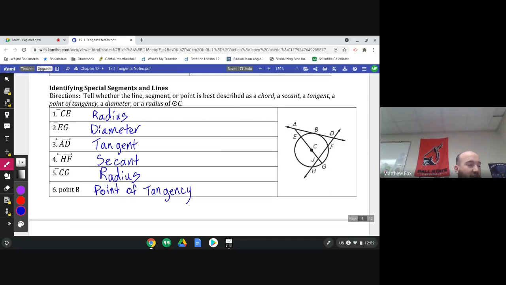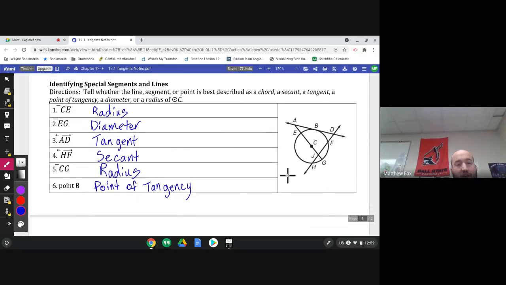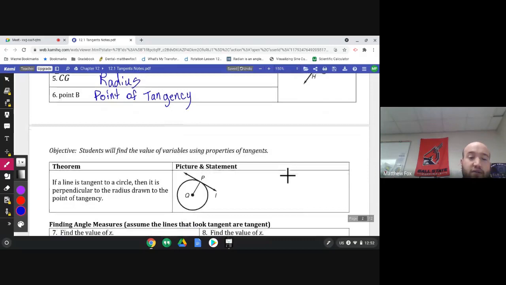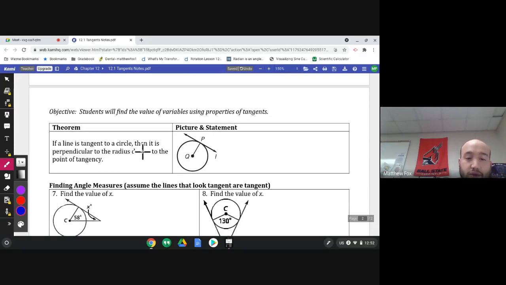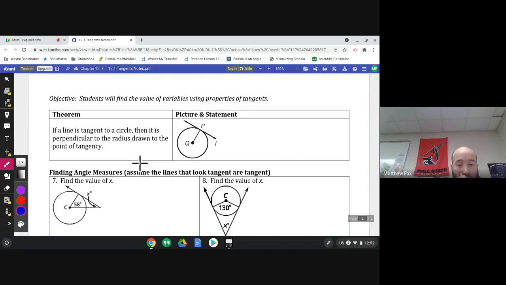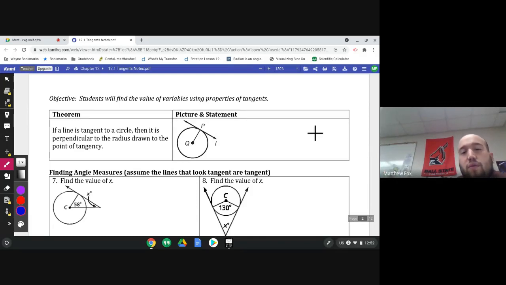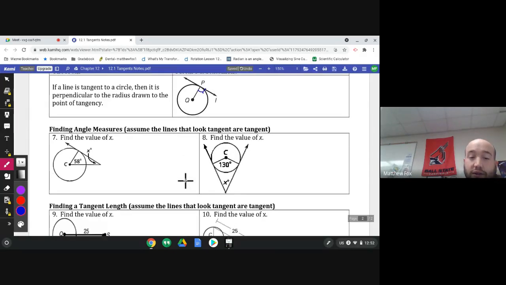So now on the back, we have a few problems we're going to solve using some rules about tangents. This first theorem says if a line is tangent to a circle, then it's perpendicular to the radius drawn to the point of tangency. So if this line here is tangent, then the radius and that line of tangency are going to form a right angle, right? Because they're perpendicular.